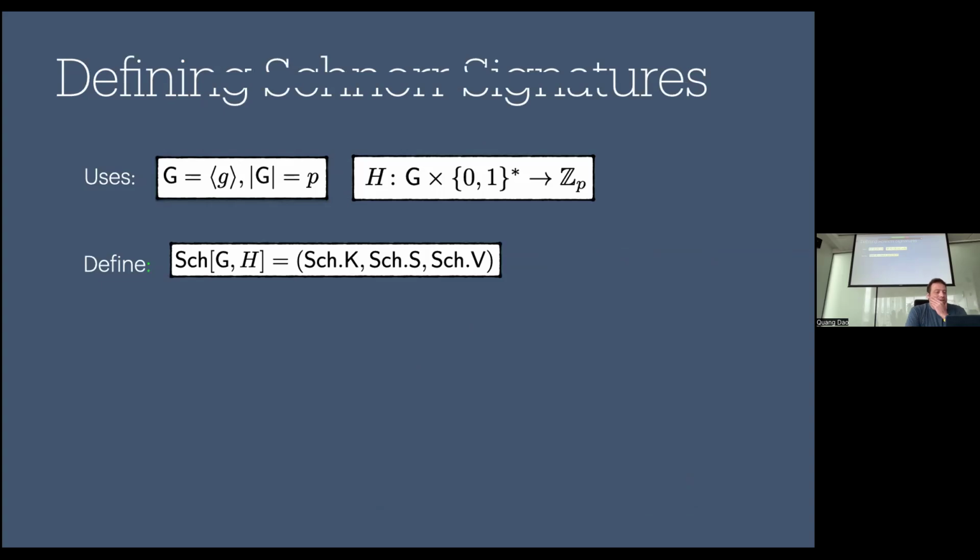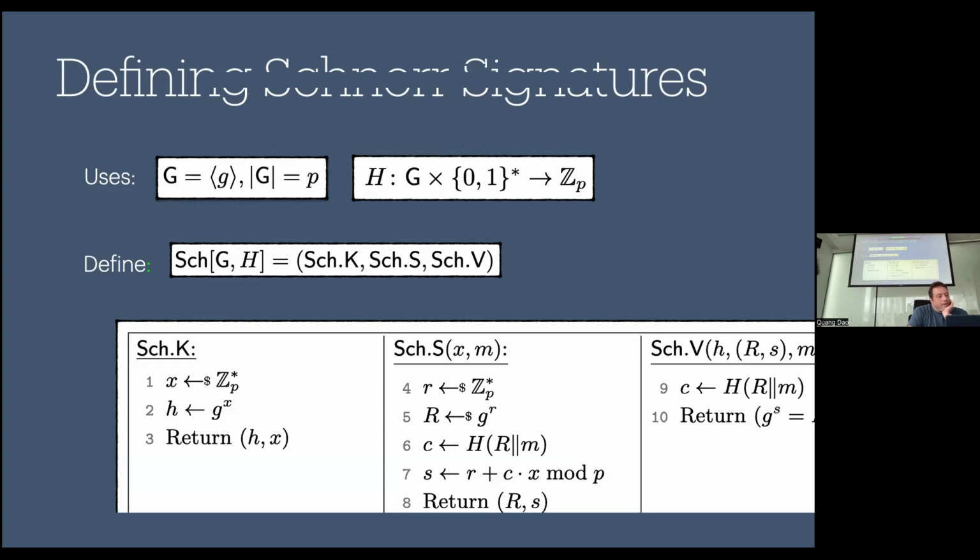Okay, so just so everyone's on the same page, I'll define the basic Schnorr signature scheme. I guess you probably already know, but it wouldn't hurt to review it. In the setting of Schnorr, we have a cyclic group of prime order p, generated by little g. And we have a hash function, which you can think of as taking a concatenation of a group element and a message, and it outputs something in Z_p. To define the three algorithms of Schnorr signatures, I write them here.